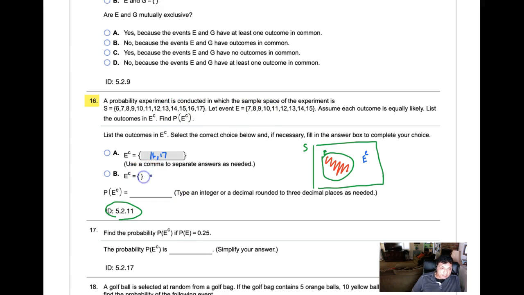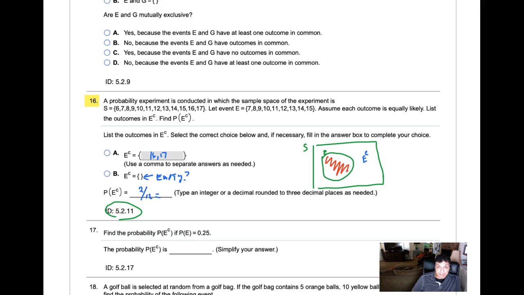This notation here just means empty set. Is the complement empty? That's what it's saying there. It's not empty. It has two numbers, 16 and 17, so we can't use that notation. And then what's the probability of the complement of E? Again, there's only two outcomes, so this would be 2 out of, and then how many are in the full set? We have 1, 2, 3, 4, 5, 6, 7, 8, 9, 10, 11, 12. 2 out of 12 would be the complement of that.